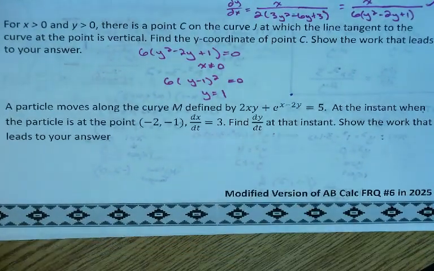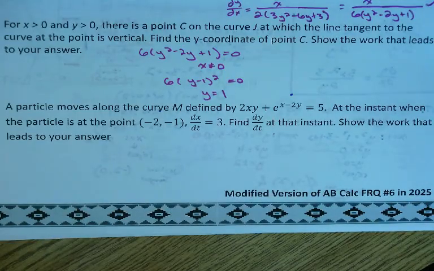Last part here. A particle moves along curve M, so they're kind of changing up our curve here, by 2xy plus e to the x minus 2y equals 5. At the instant when the particle is at the point -2, -1, dx over dt is equal to 3. Find dy over dt at that instant. Show the work that leads to your answer. So we have a brand new third variable being introduced here. What is that third variable you're noticing?